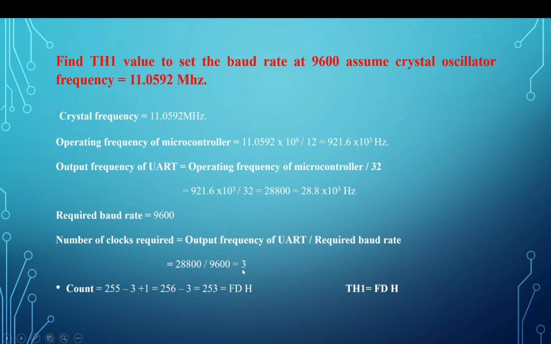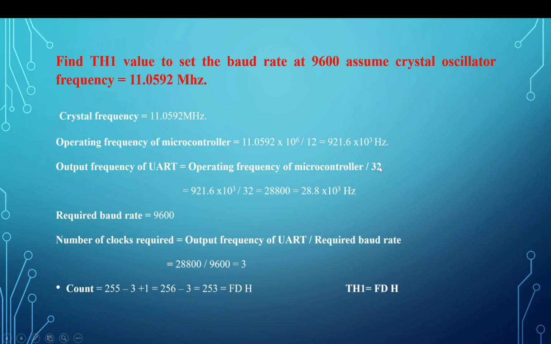Now we know that oscillator frequency is divided by 12, and that is the operating frequency of the microcontroller. So 921.6 kilohertz is the operating frequency of the microcontroller. Now UART comes into the picture. UART will divide this frequency either by 16 or 32.